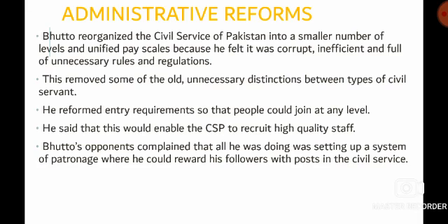He also reformed entry requirements so that people could join at any level, even the more senior ones, without having to work their way up. Further, he said that it would enable the CSP to recruit high quality staff, but in the end, his opponents complained that all he was doing was setting up a system of patronage where he could reward his own followers with posts in civil service.